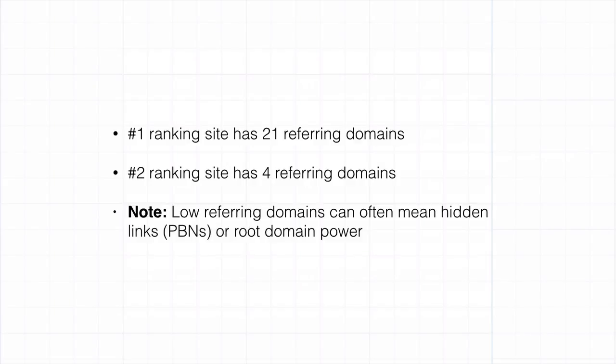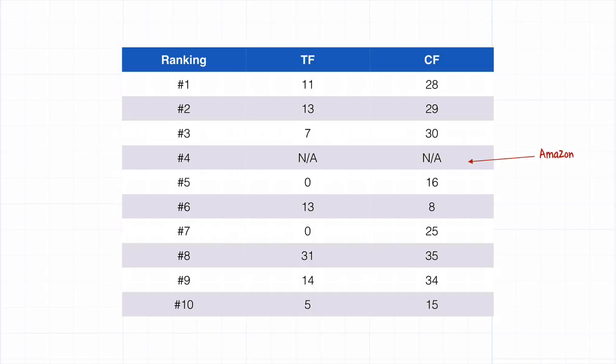In this niche and these results that I checked here, I'm pretty sure that some, if not most, of them are using PBNs. So what you need to look for when you see very few referring domains, such as the second domain, is: do they have PBN links that are hidden so they don't show up, or do they have a lot of root domain power? If they have a lot of root domain power, then that's going to explain it, like Amazon, where they have 0 links pointing to that page and very low metrics on it, but they actually do have really high metrics in reality because it all comes from the root domain. So this is the sort of stuff we're looking at.